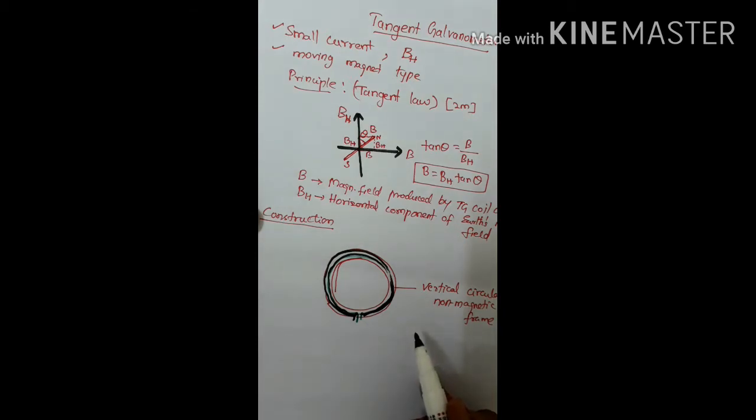What is the purpose of using different turns? The 3 different coils are used to measure current of different strength. If you want to measure minimum current, you can use the 2-turn coil. If you want to measure the current of maximum strength, you can use a 5-turn or 50-turn coil. So depending upon the strength of the current to be measured, you can use any of the coils: 2-turn, 5-turn or 50-turn.